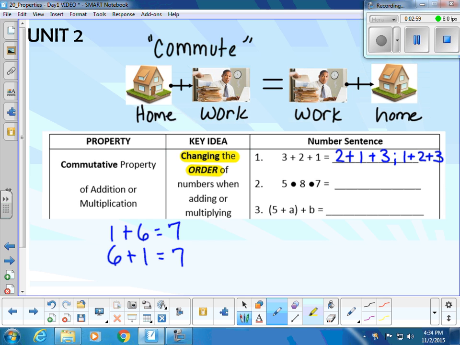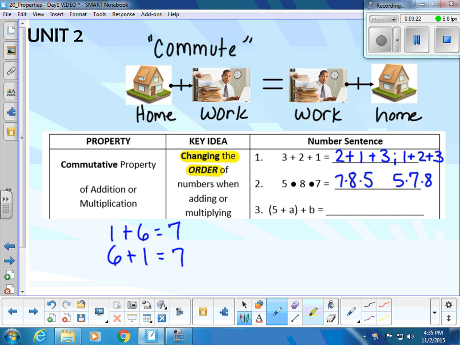Another example, if you look at number 2, this is with multiplication. Instead of saying 5 times 8 times 7, maybe we say 7 times 8 times 5. Or maybe we say 5 times 7 times 8. However makes sense to you, you're just taking the numbers and moving them into a different order.